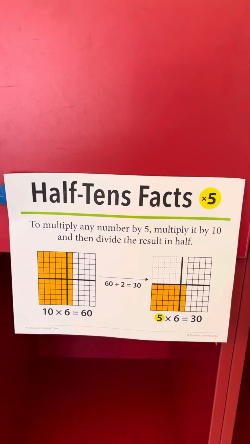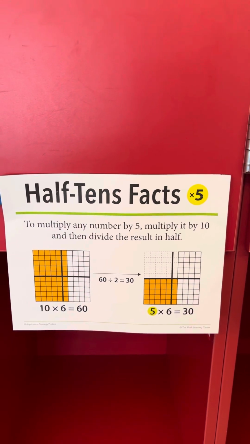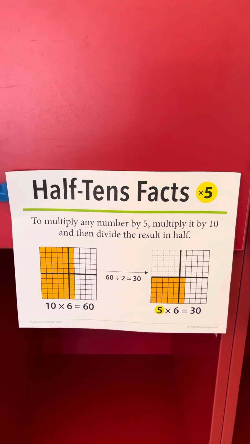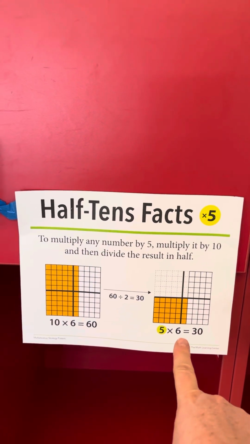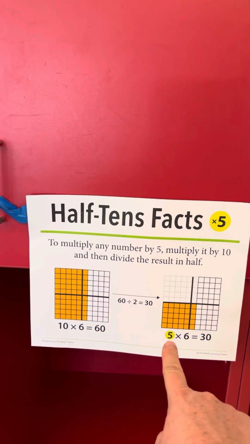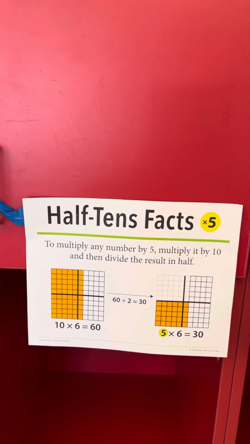Now we'll go back and look at half 10 facts, which is times 5. To multiply any number times 5, you can first multiply it by 10 and then just divide the result in half. So for instance, if I wanted to know 5 times 6, I could first say, well, I know 10 times 6 is 60, right over here, but then take half of that, which is 30.